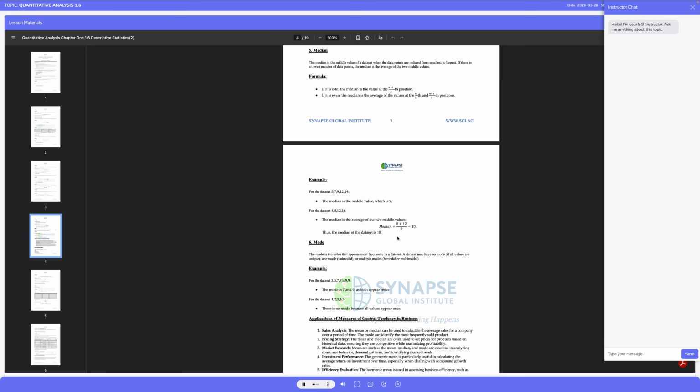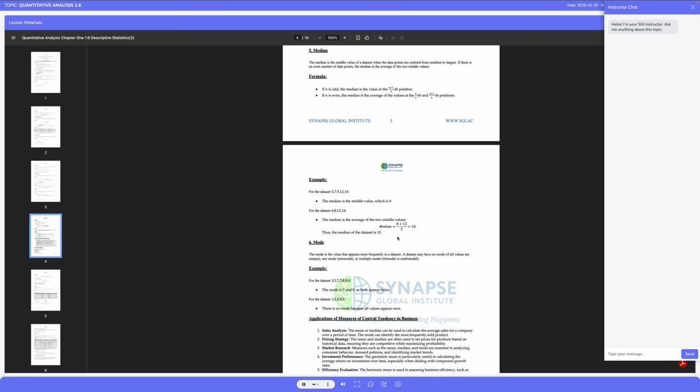The mode is the value that occurs most frequently in a dataset. A dataset may have no mode if all values occur only once, one mode if a single value occurs most frequently, or more than one mode if multiple values share the highest frequency. The mode is particularly useful when identifying the most common outcome or preference, such as the most frequently sold product or the most common customer choice.